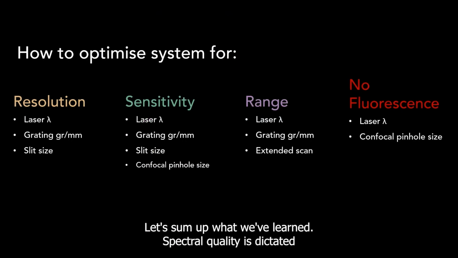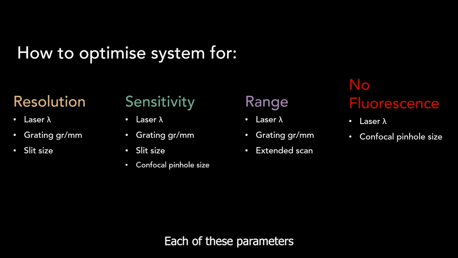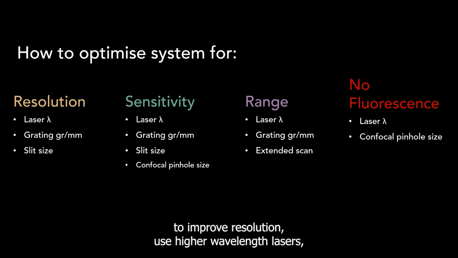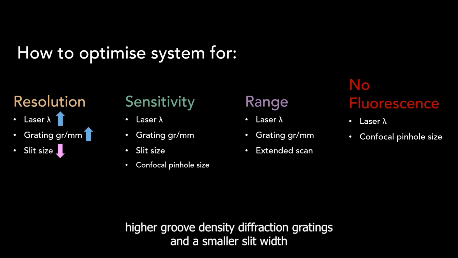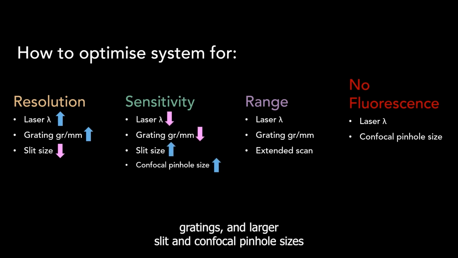Let's sum up what we've learned. Spectral quality is dictated by spectral resolution, sensitivity, range, and a lack of fluorescence backgrounds. Each of these parameters can be controlled using the configuration of the microscope. To improve resolution, use higher wavelength lasers, higher groove density diffraction gratings, and a smaller slit width. To enhance sensitivity, use lower wavelength lasers, lower groove density diffraction gratings, and larger slit and confocal pinhole sizes.